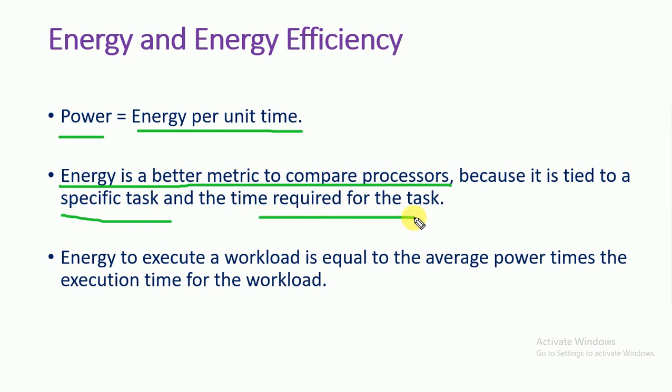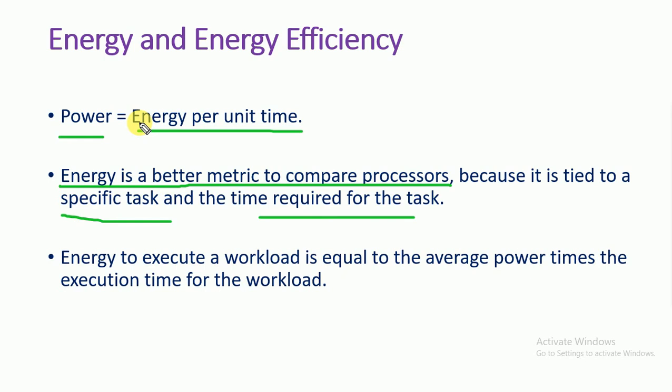Power is not tied to a particular task. It is the general thing. Power supply is given to all the devices, all the tasks, all the chips, but energy can be considered a better measure for comparing different processors, because it is tied to a specific task.